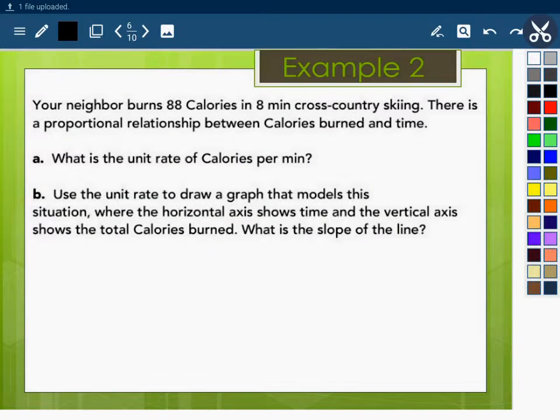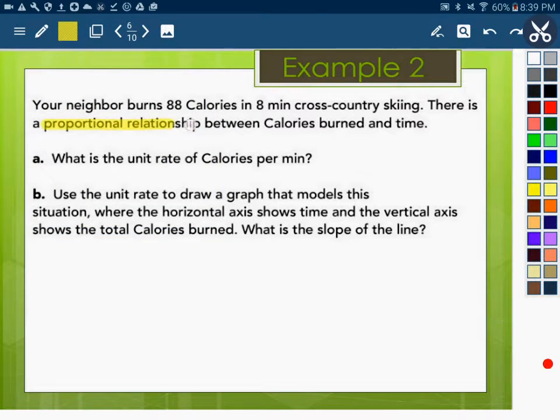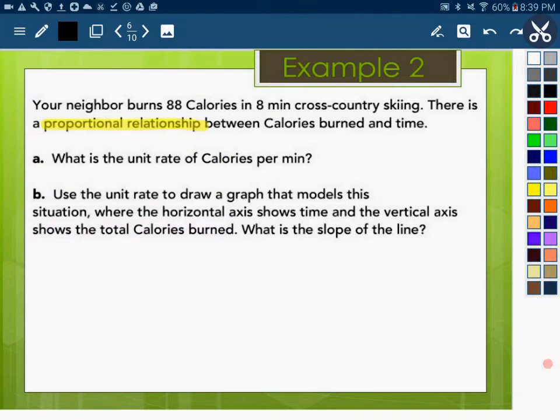All right, so let's keep applying this idea of unit rate when we read different rates in real life circumstances. So this example says your neighbor burns 88 calories in 8 minutes cross-country skiing. There's a proportional relationship between calories burned and time. It's important that they said it was proportional, because if it was not proportional, then we could not think about this as trying to find a unit rate. We would have to try to think about it in another way.